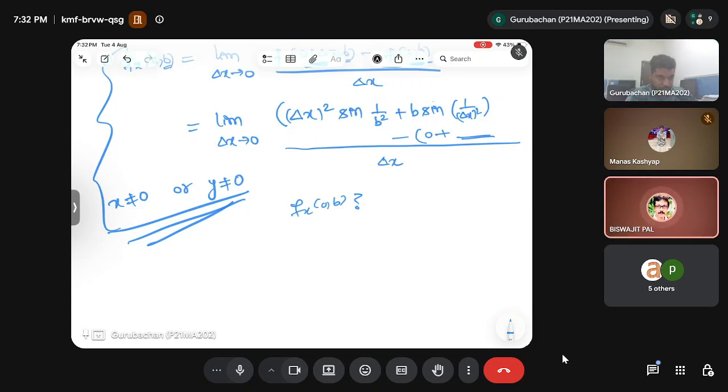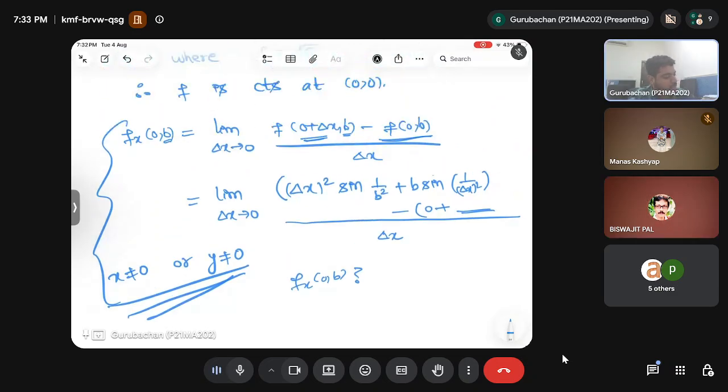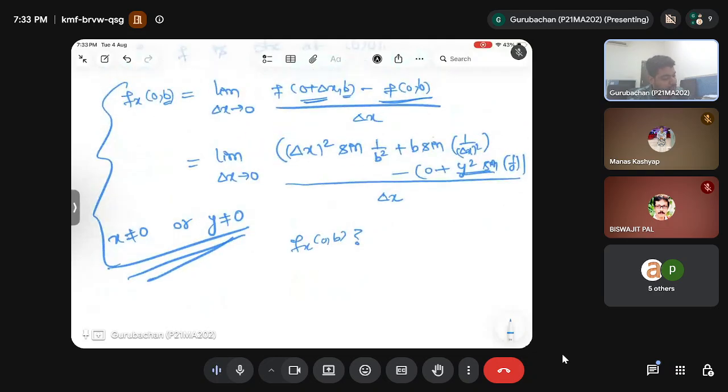If it is defined at all points, why can't we find f HB or f delta XB or f zero delta? I am not saying we cannot find, but here it will be 1 by 0 again. I am saying this one. So we cannot find for the case we are saying 0, 0.